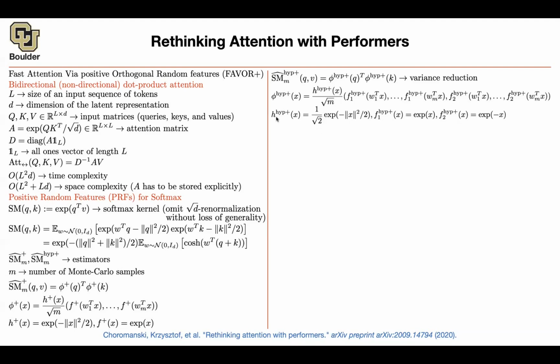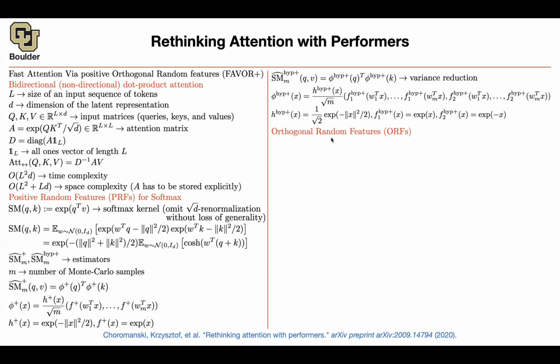Your h is going to come out of the exponential of this negative q squared divided by 2. Now your q is just x. For the hype plus, the first component, you have the exponential of x. The other one is exponential of negative x. And that one is also coming out of the definition of cosine hyperbolic. So far, so good.